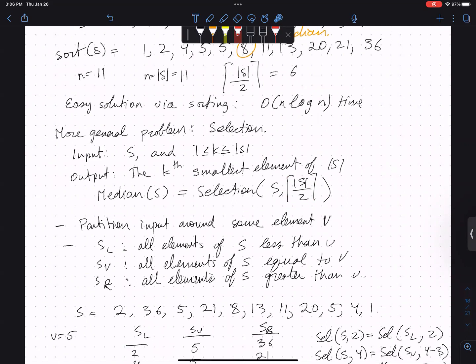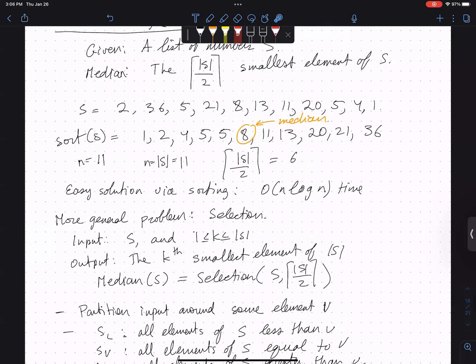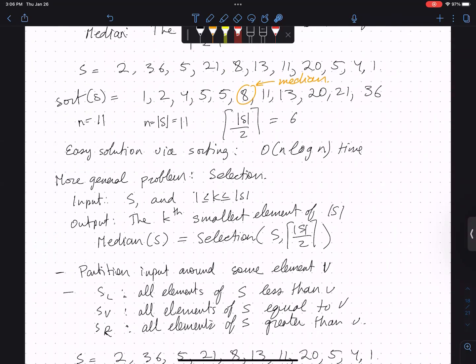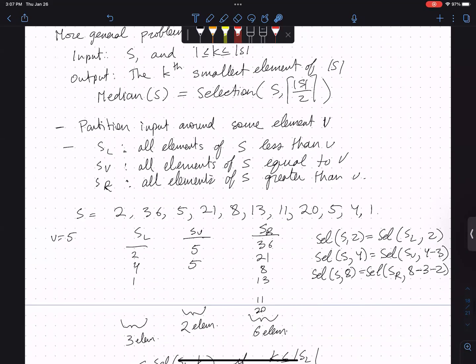The immediately obvious, easy algorithm that comes to mind is that you just sort the input array, go to position k, and return the value in position k. This, of course, is very easy to implement, but we know that sorting takes n log n time. Merge sort takes n log n time. So we're now going to come up with a divide and conquer algorithm that's actually going to work in linear time.